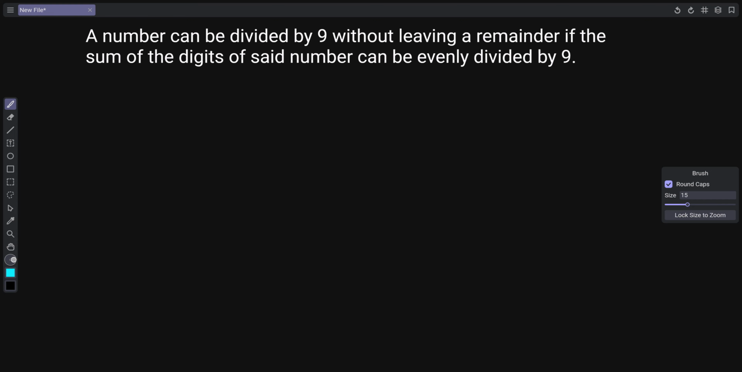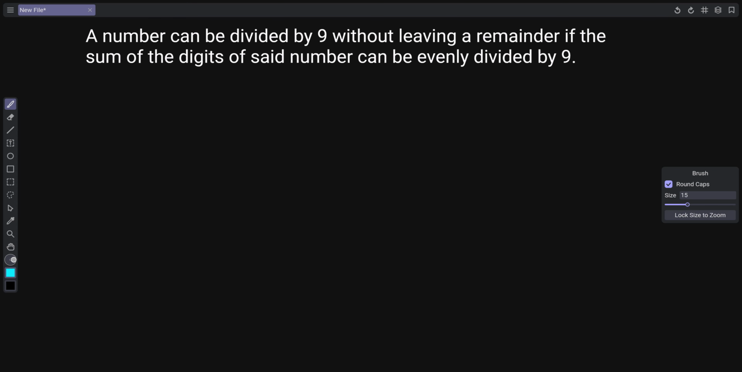Today we will be talking about which numbers can be evenly divided by 9, which is the same thing as saying which numbers can be evenly divided by 9 without leaving a remainder or a decimal. And there's a rule we can use to figure this out. The rule basically is that any number can be divided by 9 without leaving a remainder if the sum of the digits of said number can be evenly divided by 9.